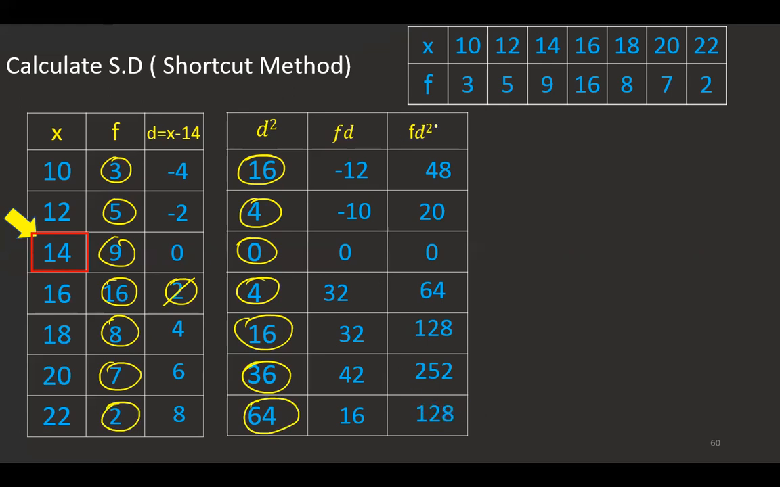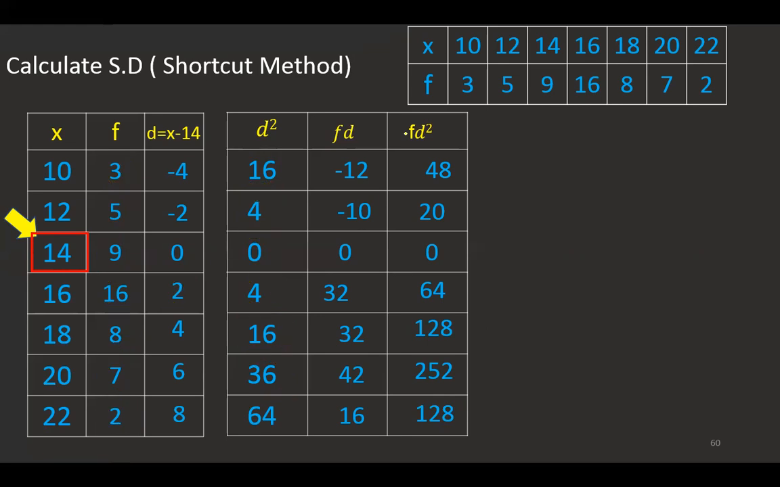So after finding it out, what are all the things I'm going to do? Which are all the columns I have to total? Okay, now this column I have to total, this column I have to total, this column I have to total because it is given in the formula. Now this is sigma F. This is sigma FD. Now this is sigma FD square. Now instead of sigma F, it is given as N, so we can use it.